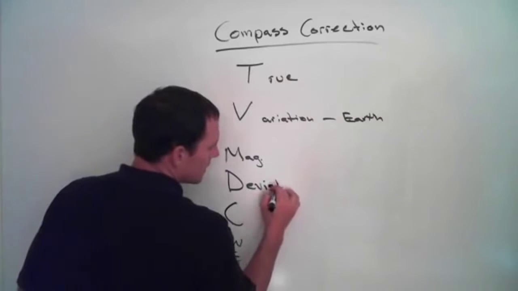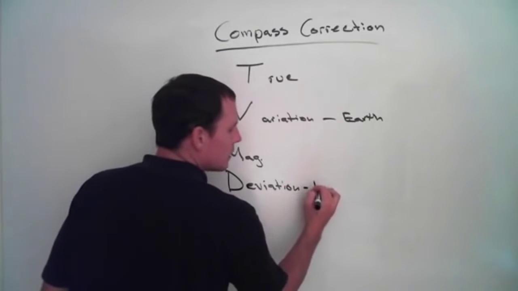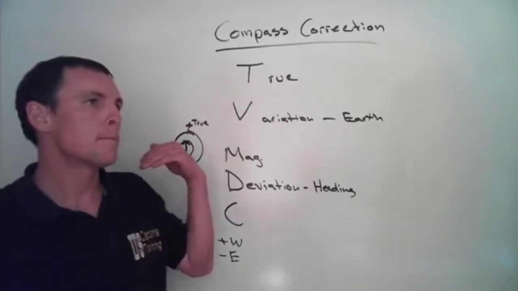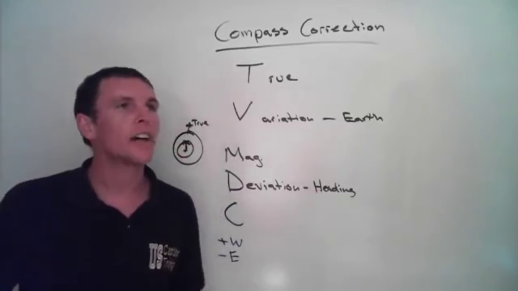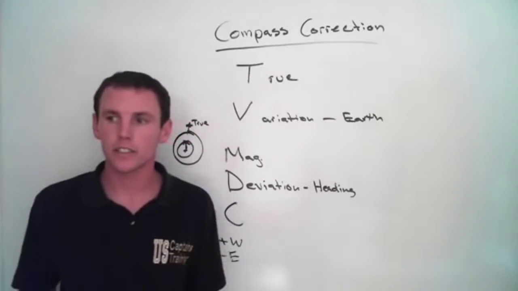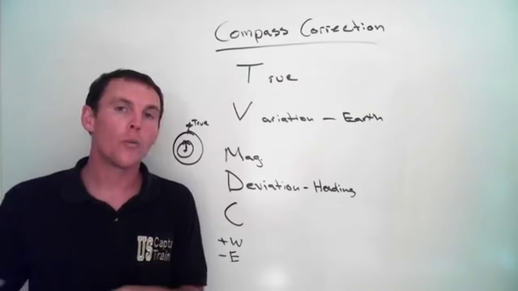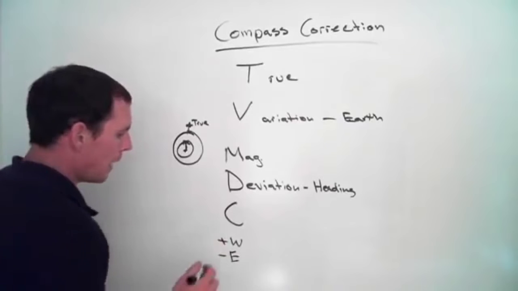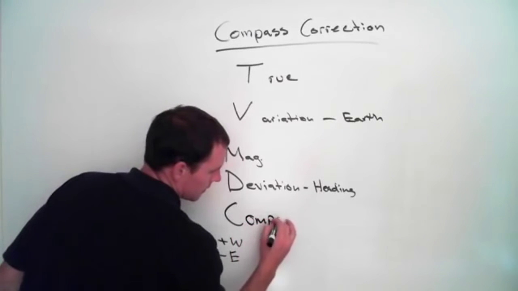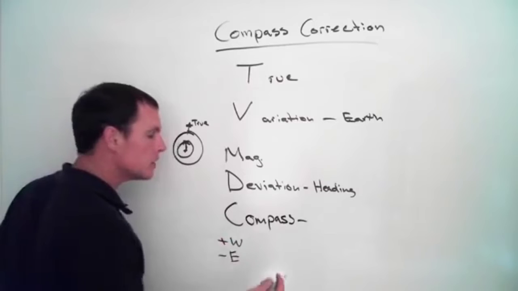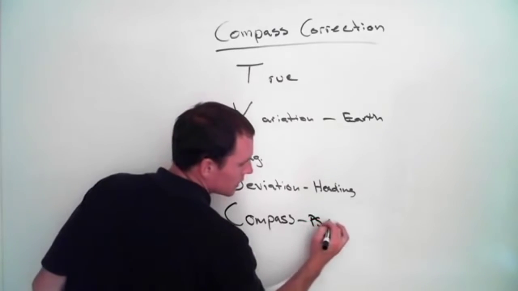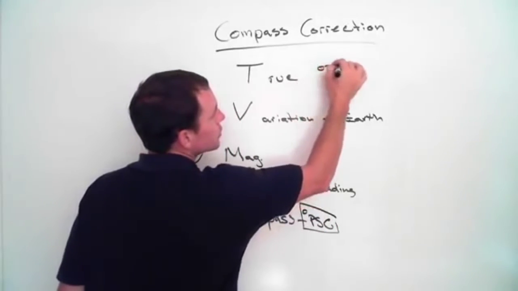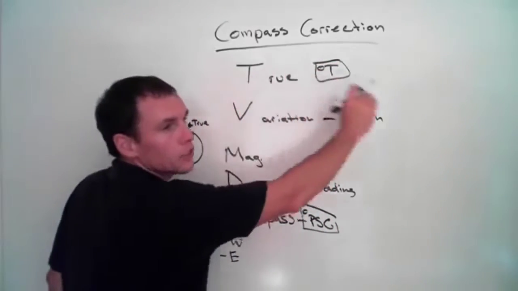Deviation. This depends on your heading. Certain parts of the vessel, the battery bank on a steel vessel, where you keep your tools, where you put your cell phone, these things create deviation. And this bottom one is compass. On navigation problems, we see this in degrees PSC, right? Degrees PSC, and this is degrees true. Degrees true has no error in it.